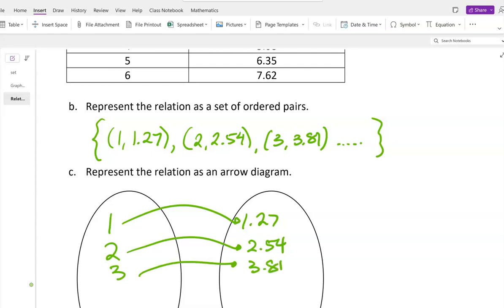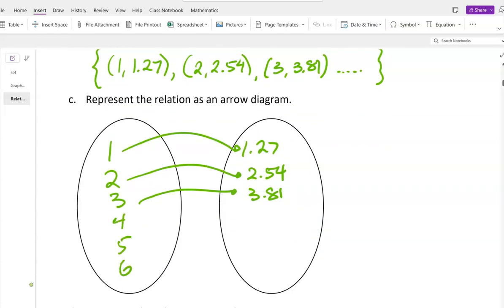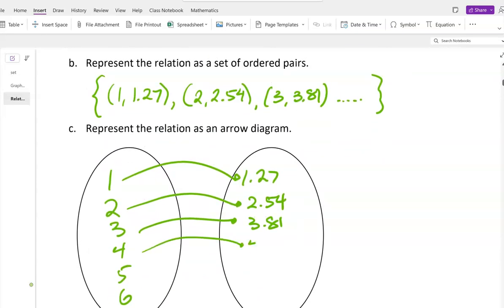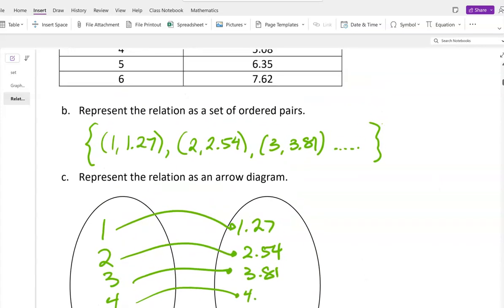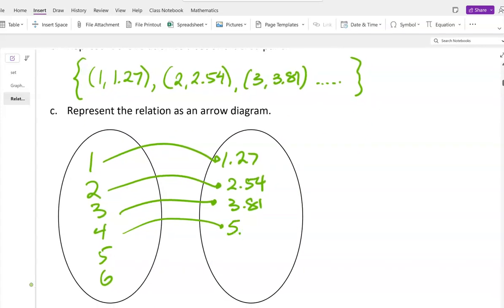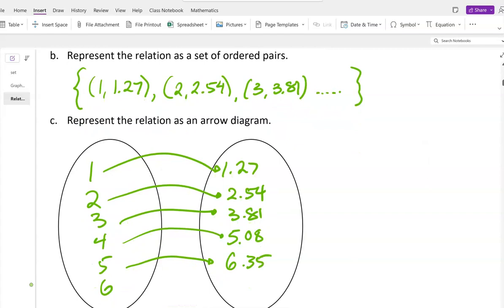Okay, and so you would list the rest of them here. 4, 5, 6. I think that's how far we go. Yeah, and so this would be 5.08. This one would be 6.35, and this one would be 7.62.